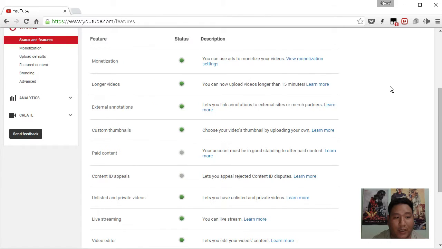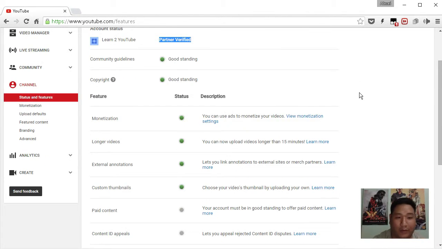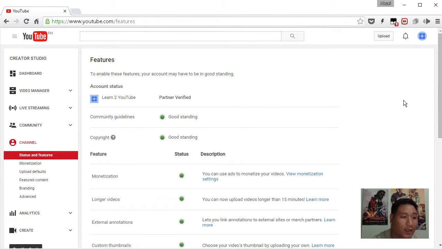As you can see, we are in good standing. We have copyright. We are partner verified. That's a keyword, partner verified. As long as you're verified, you are quote unquote partner verified. I think you have to enable monetization as well. And then you have this monetization feature right here. Even though you are at the green, you have not linked your YouTube account to the way you will earn money.